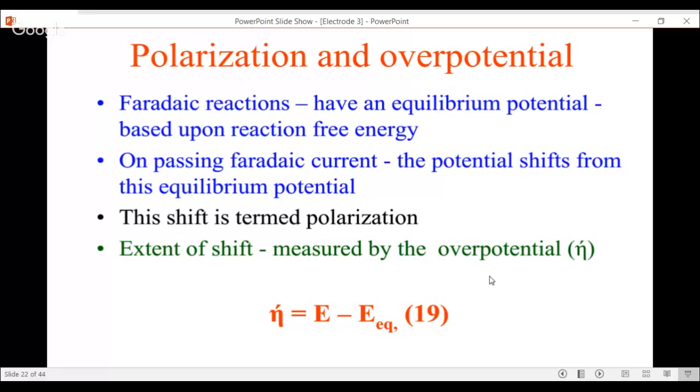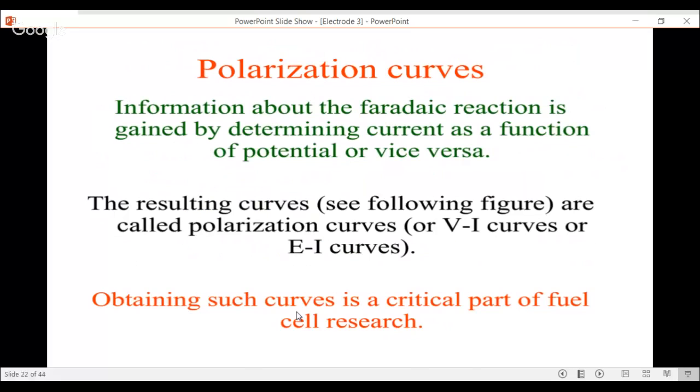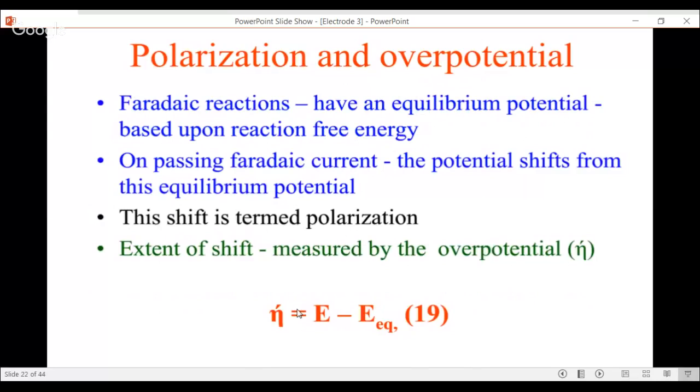Now, Faraday reactions have an equilibrium potential based upon the reaction free energy. We know very well that delta G is equal to minus nFE. So on passing Faraday current, the potential shifts from this equilibrium potential. This shift is termed polarization. The extent of shift is measured by overpotential, where the applied potential minus the equilibrium potential is the overpotential. We will see very clearly what overpotential is later on when we are dealing with some of the devices. So polarization and overvoltage.